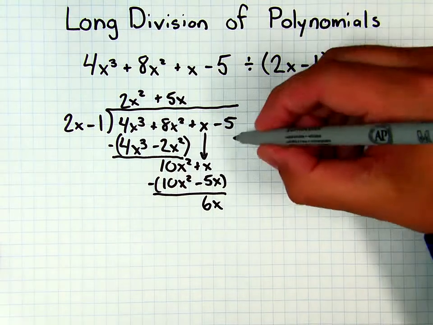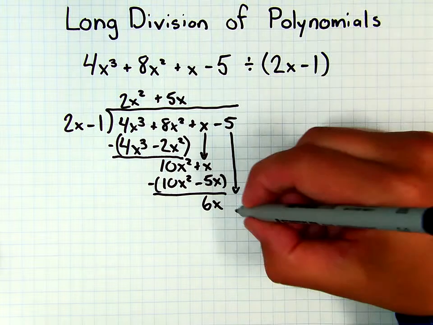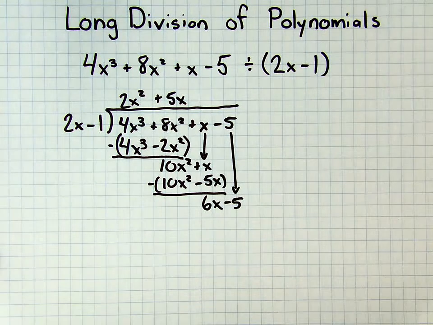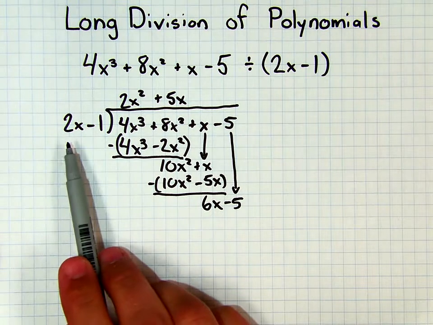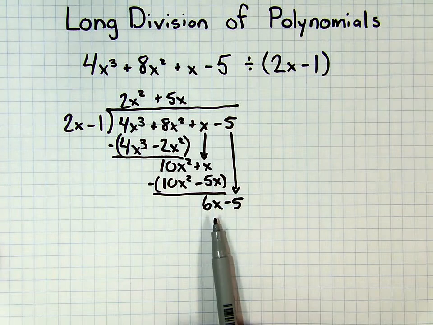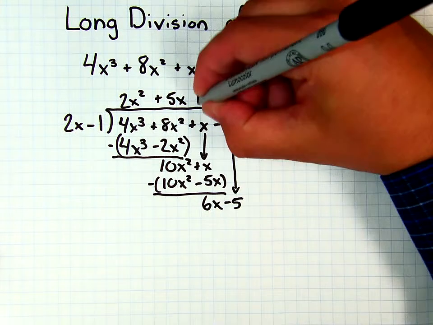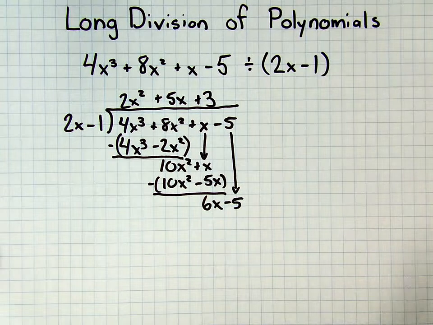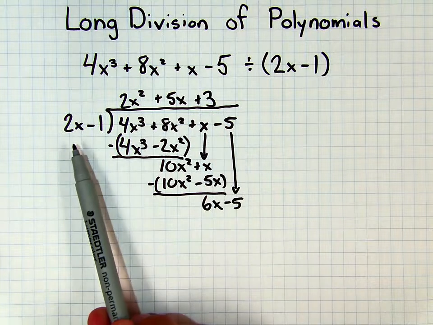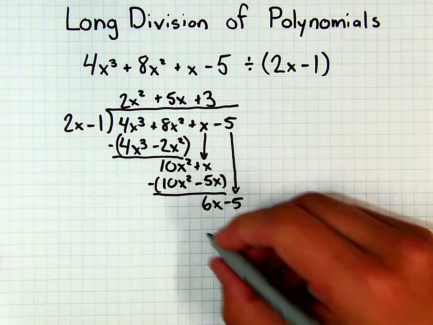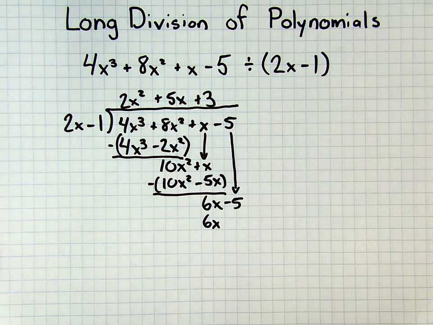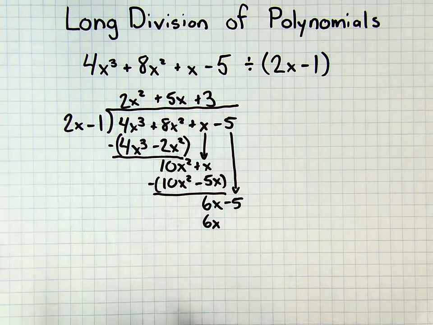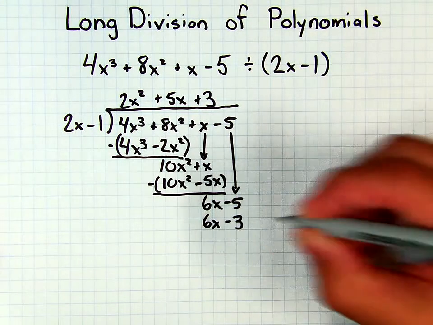Then I can bring down the negative 5. So 6x minus 5. Same process. What do I have to multiply 2x by to get 6x? Positive 3. So I write positive 3 up here. Multiply 3 times 2x. That gives me the 6x. And then positive 3 times negative 1. That gives me negative 3.